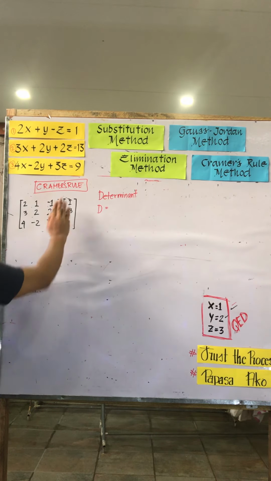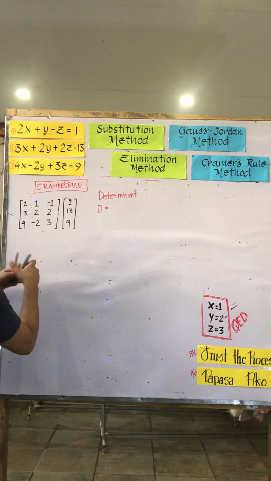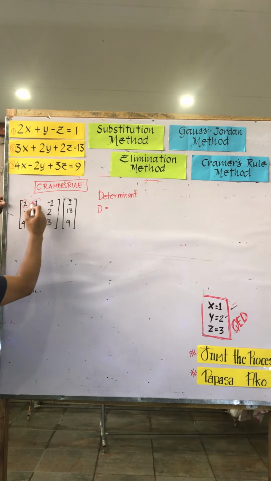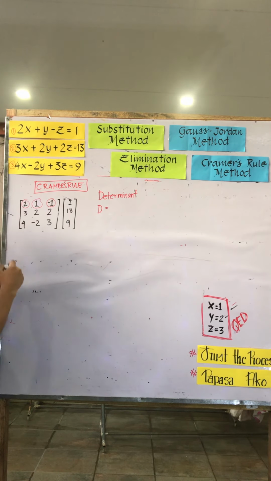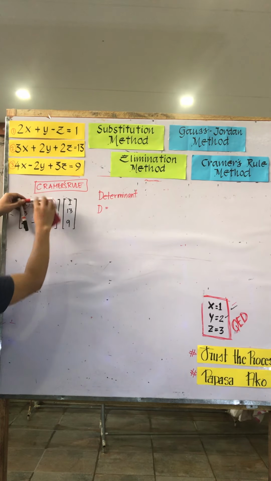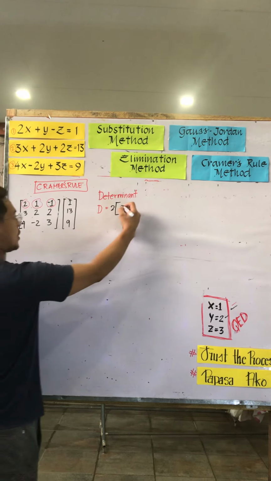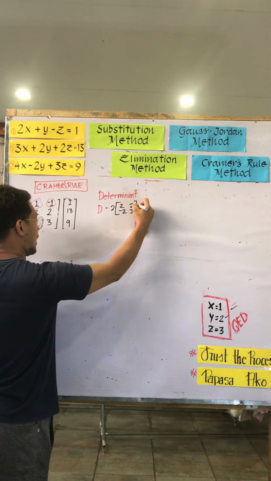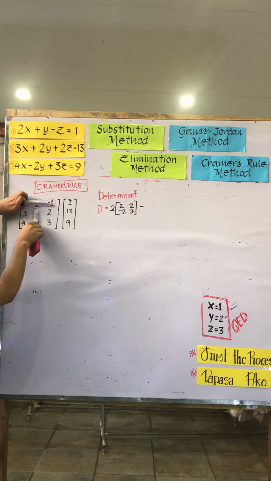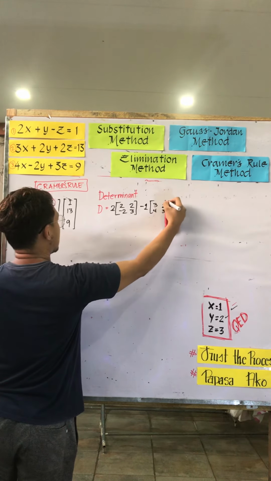To find the determinant value, disregard first our constant matrix. Focus first here on the x, y, z or augmented matrix. So we have 2, next is 1, next is negative 1. Okay? So we have 2 times the matrix 2, 2, negative 2, 3. Then we have minus. Now let us have for 1. For 1, we have here 3, 4, 2, positive 3. Minus 1 times 3, 4, 2, 3.